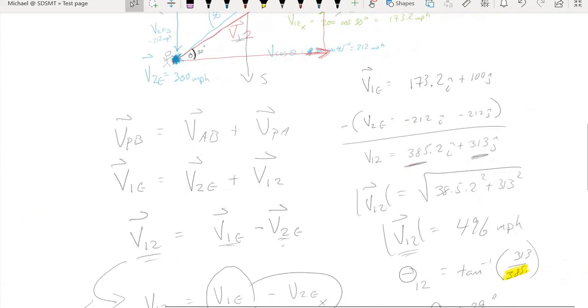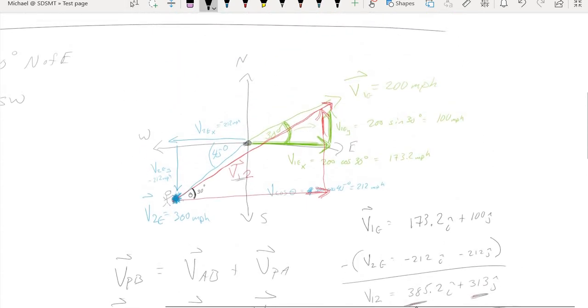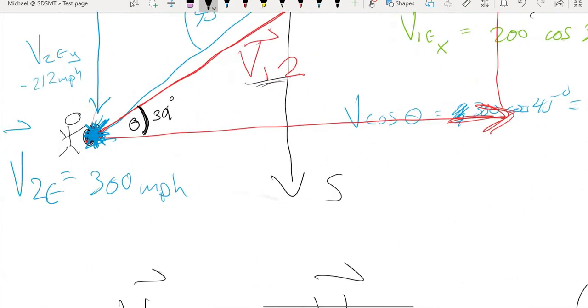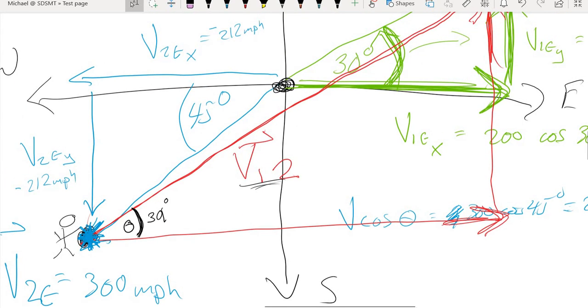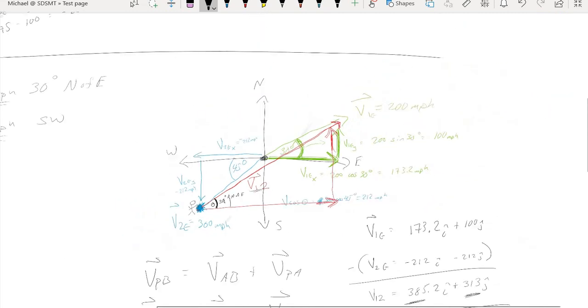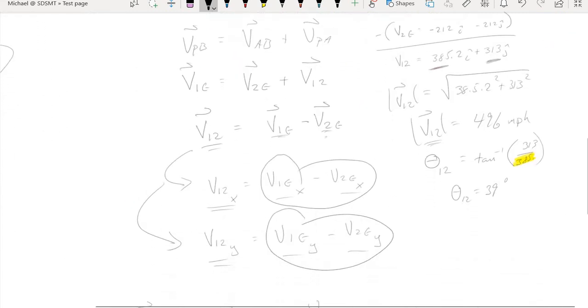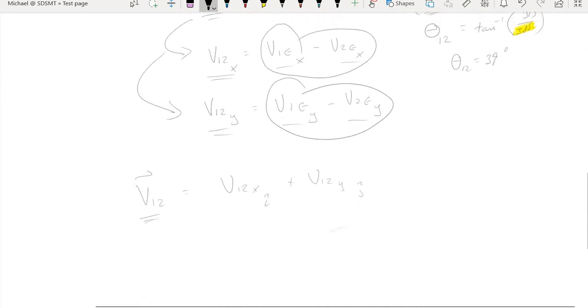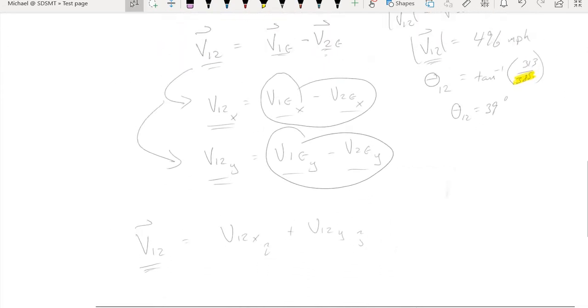Was that? Sorry, 39 degrees. So from your perspective, plane 1 is traveling away from you at a speed of approximately 500 miles an hour, 39 degrees north of the easterly direction. And that is how our relative velocity is going to work in 2 dimensions.